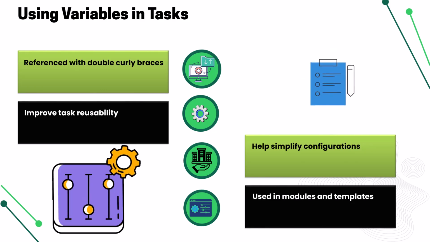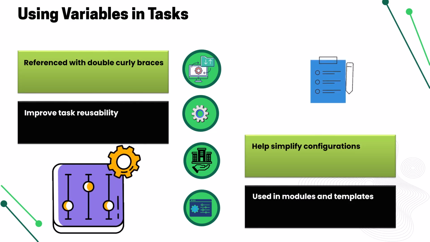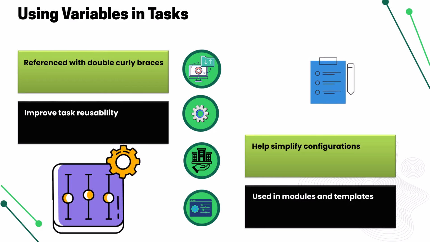Ever wished your tasks could be smarter? Enter variables. Using double curly braces, you reference stored values to simplify configurations. This helps make tasks reusable and modular. No need for manual edits every time. Whether you're tweaking server settings or passing credentials, variables do the heavy lifting, letting you focus on designing efficient automation.